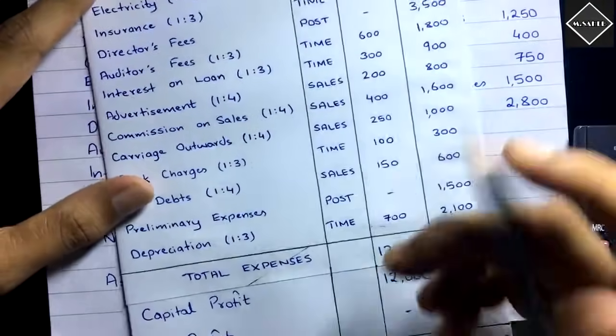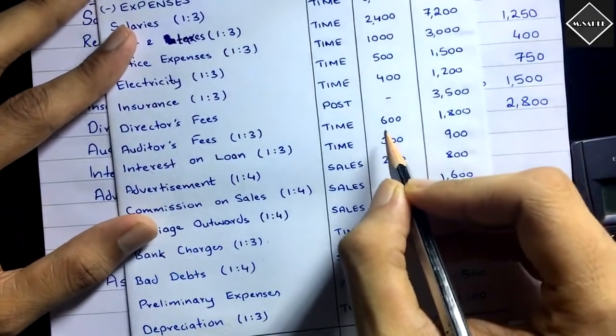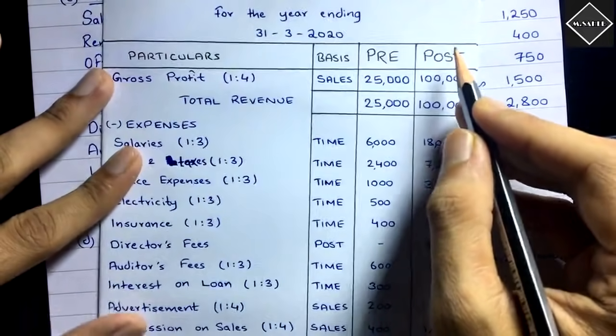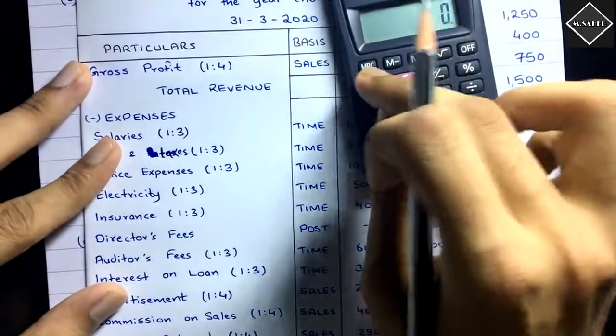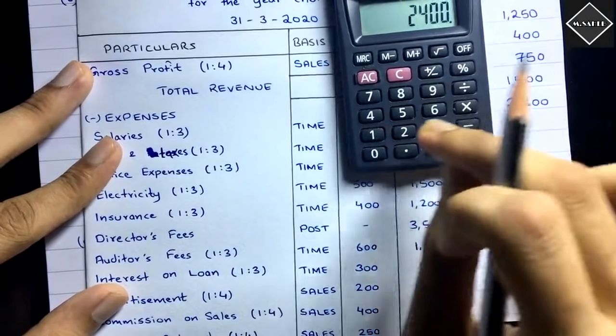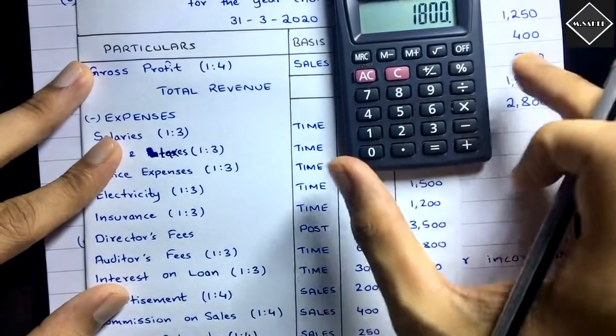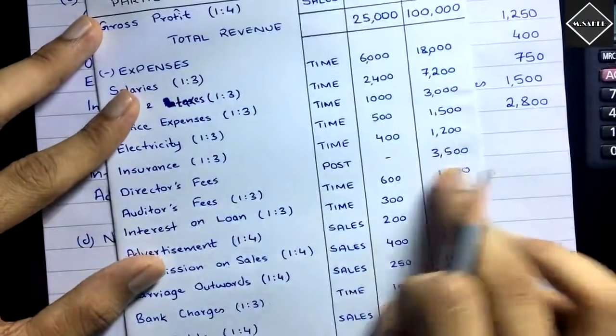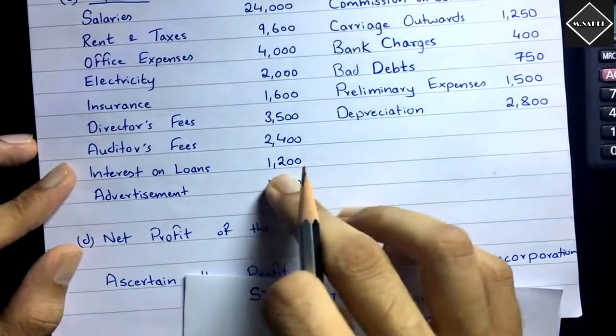So 600 will go to where? 600 will go to pre, and then the remaining 1,800 will go to post column. Okay, you see, 2,400 minus 600, the remaining is 1,800, right? 1,800, that will go to the post column. Simple.